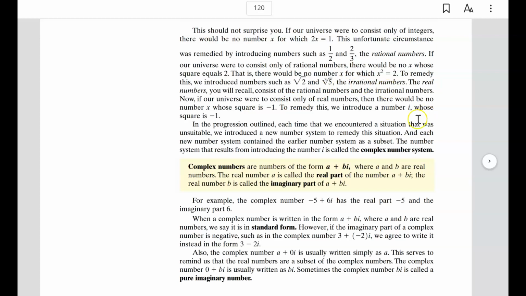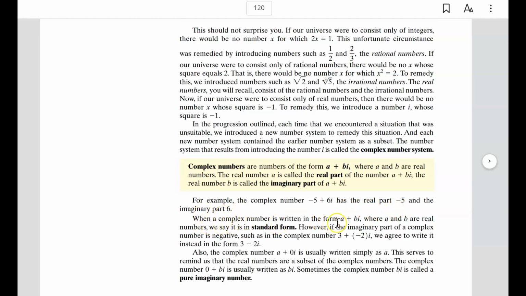So this we've already talked about, the complex number system. Complex numbers are numbers of the form a plus bi, where a and b are real numbers. The real number a is called the real part of the number a plus bi. The real number b is called the imaginary part of a plus bi. And the fact that it has an i on it is what makes it the imaginary part. For example, -5 plus 6i. The real part's -5.